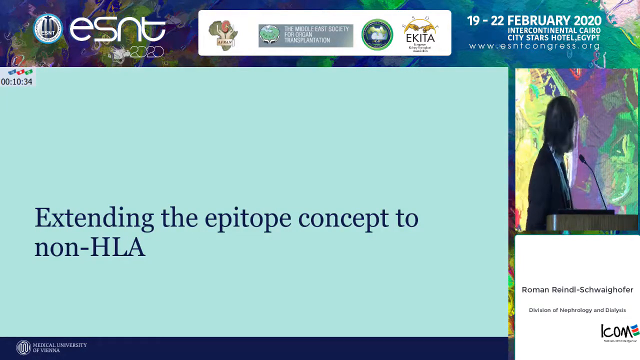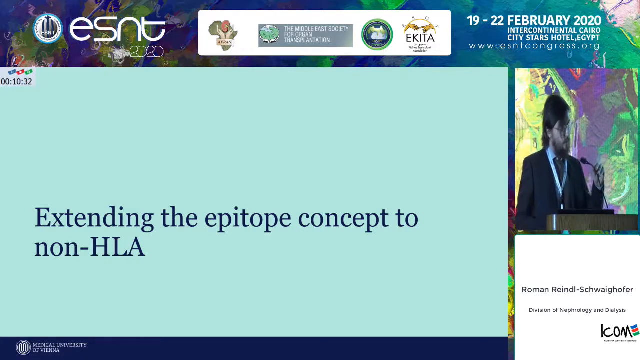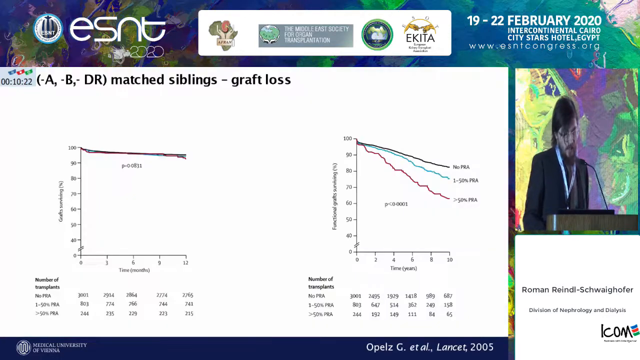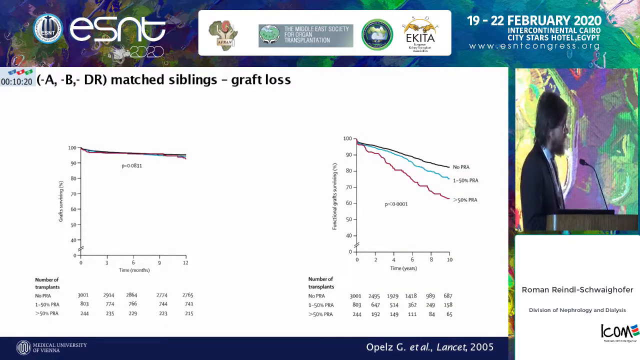And our own work now tried to evolve this concept, as was nicely laid out by the previous speaker, to non-HLA polymorphic cell surface structures. And this is again a quote from this Opelz work from the CTS in HLA-matched siblings. And they specifically looked at patients who had positive panel-reactive antibody results despite having no HLA mismatch. Those antibodies were supposed to be directed against non-HLA cell surface structures.